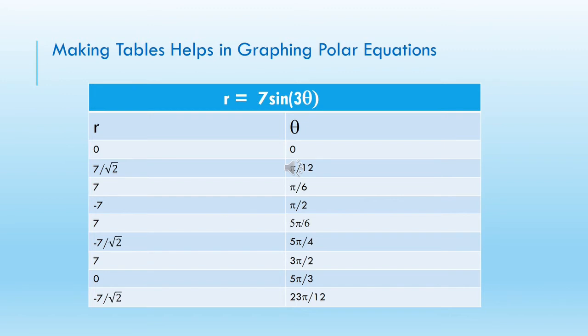When I plug in 5 pi over 6, or 150 degrees, that is equivalent to sine of 15 pi over 6 or 5 pi over 2. So I've already rotated back around to the top of the circle and my radius is 7. So the 3 in with the theta is kind of speeding up the points, and we're getting quicker rotations, and we'll see that in the graph.